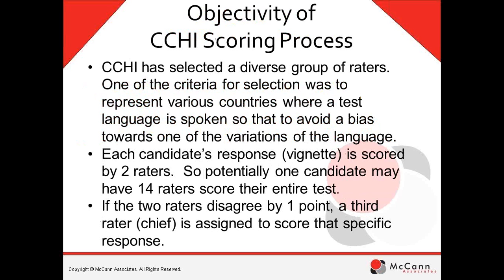Objectivity in scoring is extremely critical because each of the languages CCHI certifies is spoken in multiple locations, often resulting in many variants of the same language. CCHI has recruited raters from a broad spectrum of countries. Objectivity is also ensured by having multiple raters rate each candidate, as many as 14. The use of multiple well-trained raters ensures that a candidate's rating is free from many well-known rater effects, as well as other threats to objectivity.